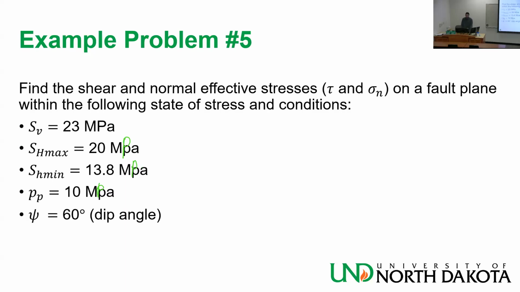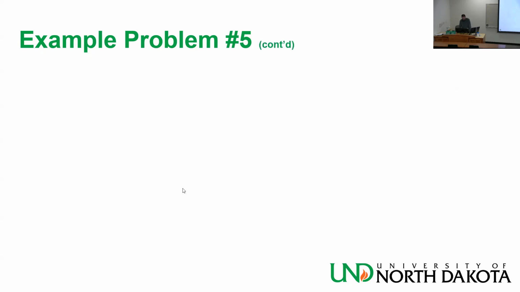So wait a minute. I'm given SV, I'm given SH max, SHmin, pore pressure, and the dip angle, and I'm asked to calculate tau and sigma N. That's very easy actually, because I was already given their equations. This is a very easy example problem. It's not as important as example problems 3 and 4, but it's good just to apply your knowledge on some equations. I wanted to show you these equations because these are the equations behind that S1 minus PP divided by S3 minus PP equation.